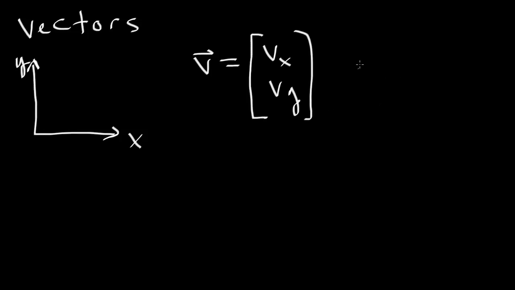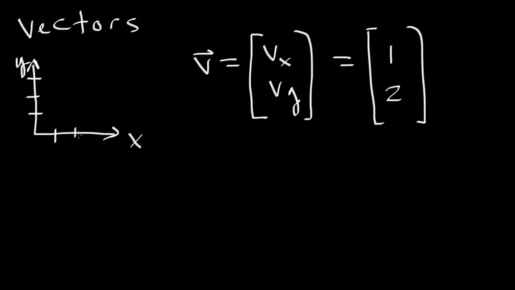So as an example, we might have something that is 1 and 2, let's say. So vector v is equal to 1 and 2. Well, in order for that to have any meaning, we have to have a scale here. So to actually draw vector v, we're going to have magnitude 1 in the x direction and 2 in the y direction. So vector v would look like that.